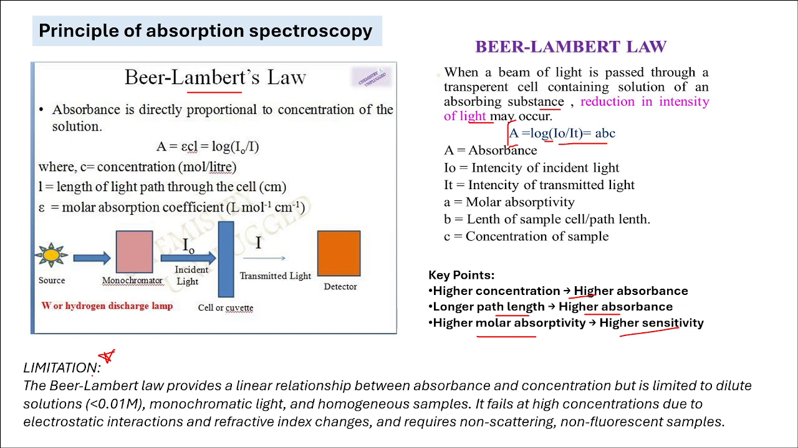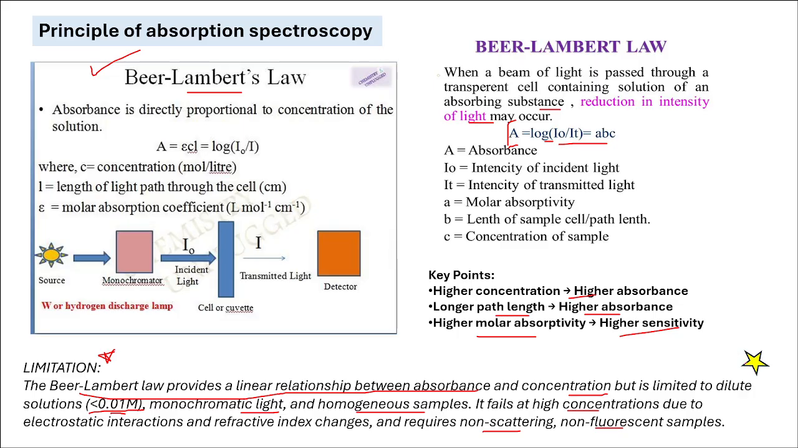But this one is important in this slide. What is the limitation of Beer-Lambert's law? The limitation is that the Beer-Lambert law provides a linear relationship between absorbance and concentration, but is limited to dilute solutions, less than 0.01 molar. It also requires monochromatic light, having a single wavelength, and homogeneous samples. This law fails at high concentration due to electrostatic interaction and refractive index changes, and requires non-scattering, non-fluorescent samples.